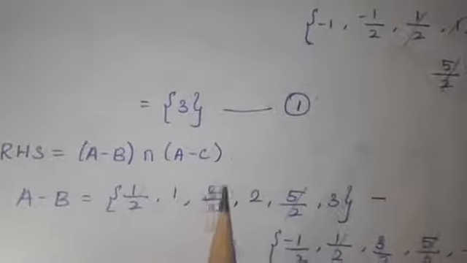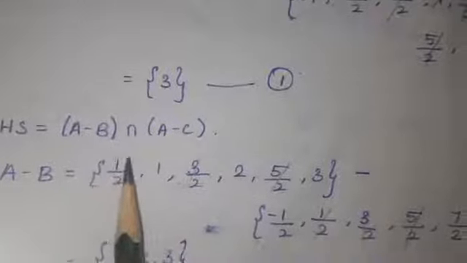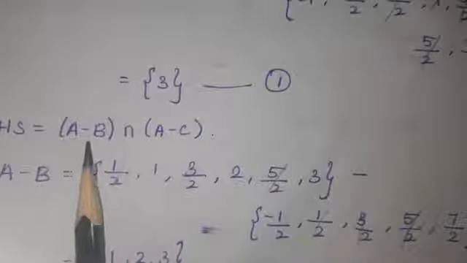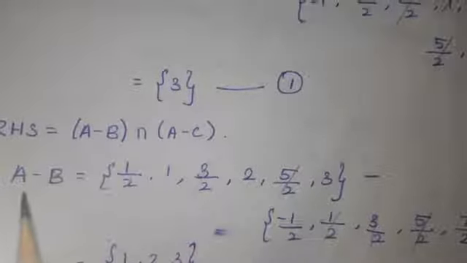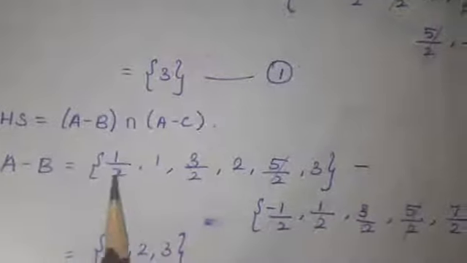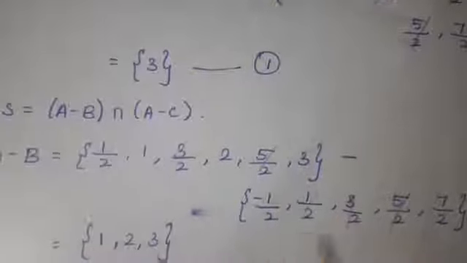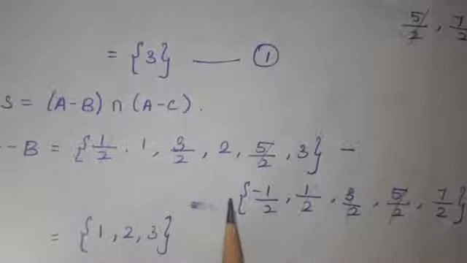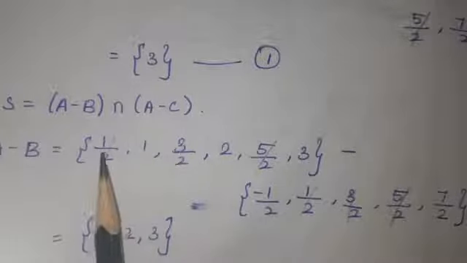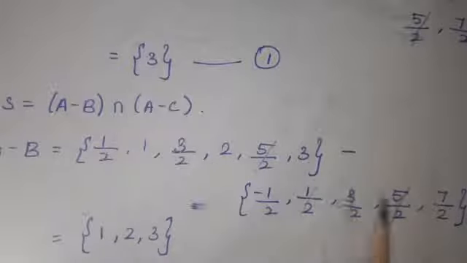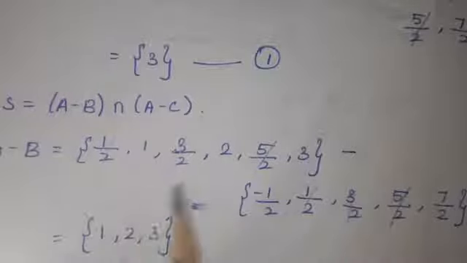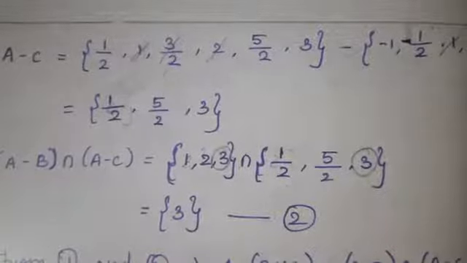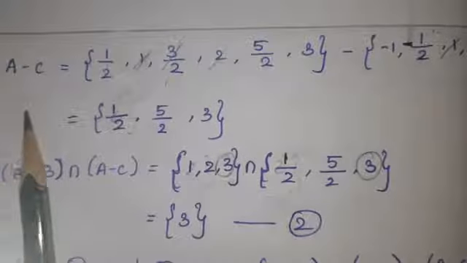Next, we should go to the RHS side. RHS is equal to (A − B) ∩ (A − C). Inside the bracket we have A − B and A − C. First you should find A − B. Therefore, A − B is equal to A set difference B set. Difference means cancel the common elements. The common elements cancelled are 1 by 2, 3 by 2, 5 by 2. So the remaining elements present in the first set are 1, 2, 3. Next, I am going to find A − C.